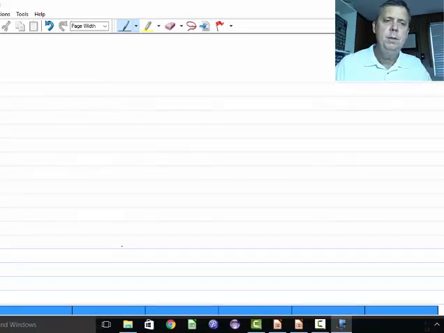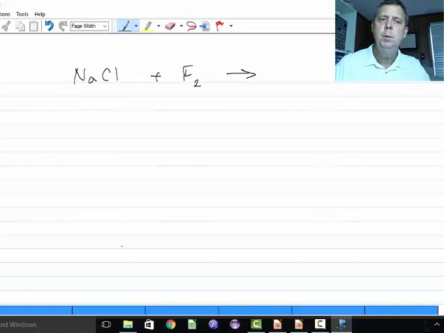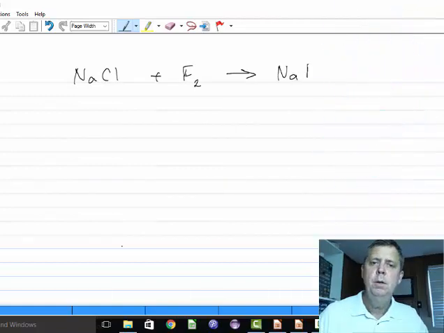If we have something like NaCl plus fluorine produces NaF plus chlorine, of course, this is going to be a single replacement reaction.